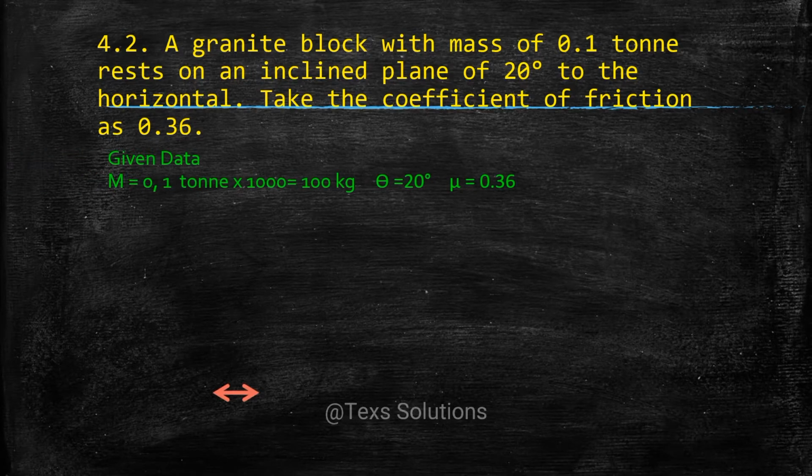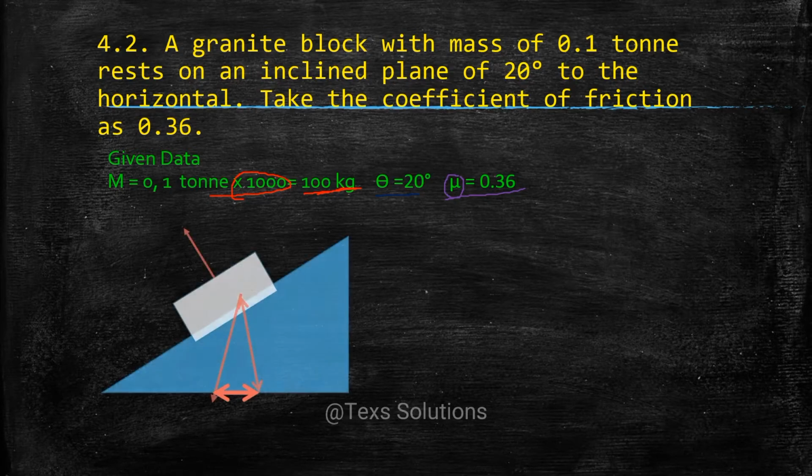Now let's look at our given information. Firstly, we are given the mass. The mass here is 0.1 tons, right? We cannot have mass in tons, we need to have mass in kilograms. So to convert from tons to kilograms, we're going to multiply by 1000. So 0.1 times 1000, my mass to be used in this calculation is therefore 100 kilograms. The next thing, I have an angle of 20 degrees, so that is how I know I'm dealing with an inclined plane. And lastly, I have the coefficient of friction as 0.36. This is the symbol which we use for the coefficient of friction. It is called mu.